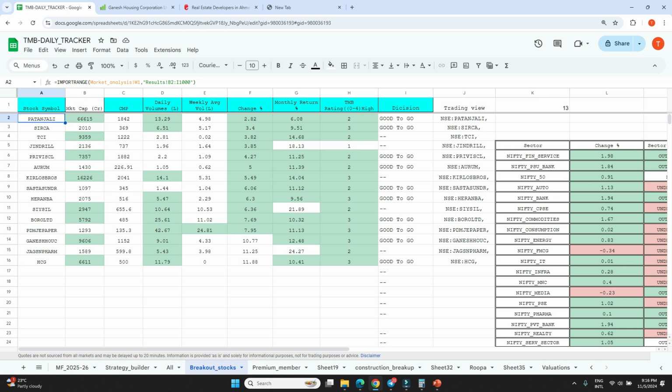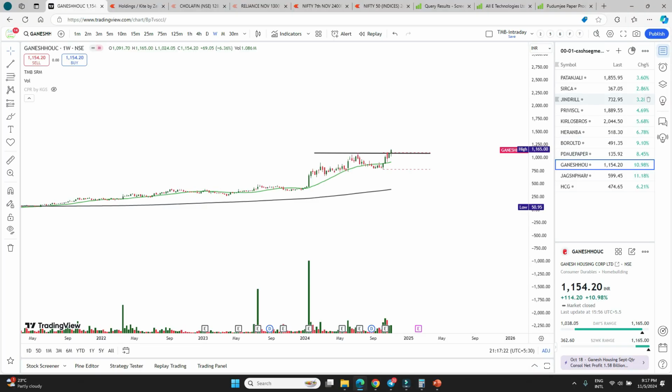These are the stocks I got from my system. Even if I press the delete button, it will not be deleted, because this is imported from somewhere. So now these are the stocks. From these stocks, I'm going to add them to the watch list.